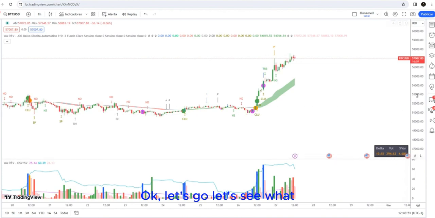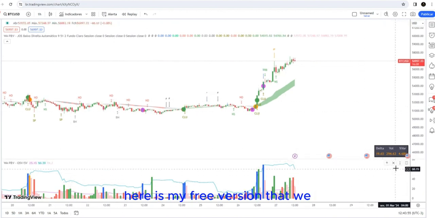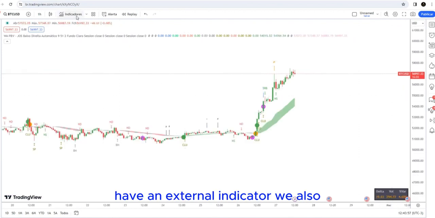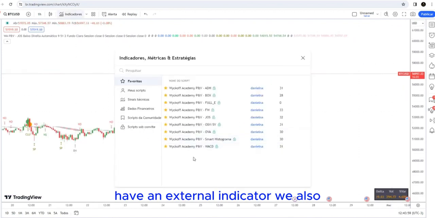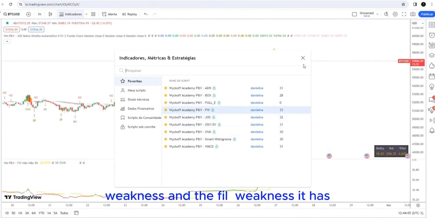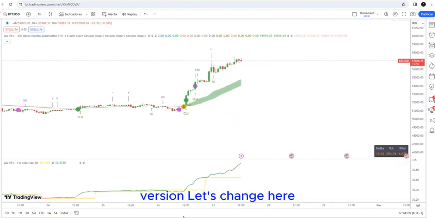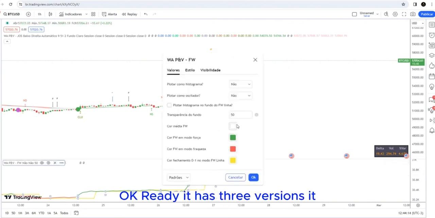Okay, let's see what else there is. Here is my free version, where we have an external indicator. We also have our FW, which is our force weakness, and the force weakness has 3 versions. Let's change here. Okay, ready. It has 3 versions.